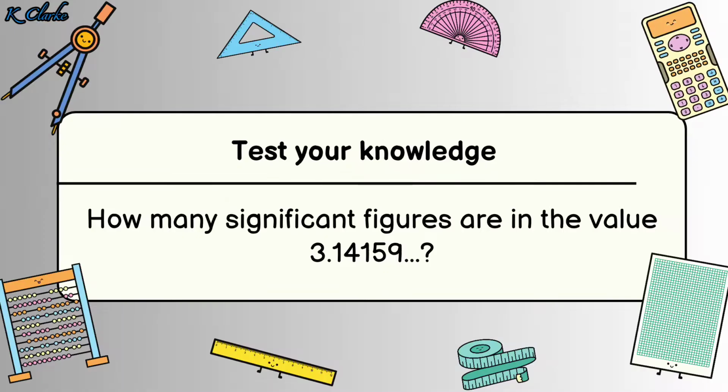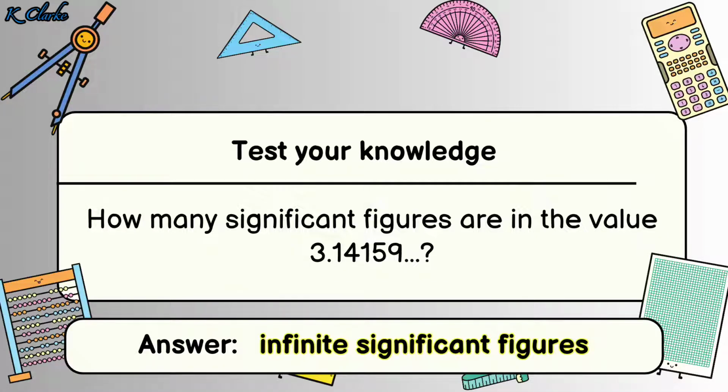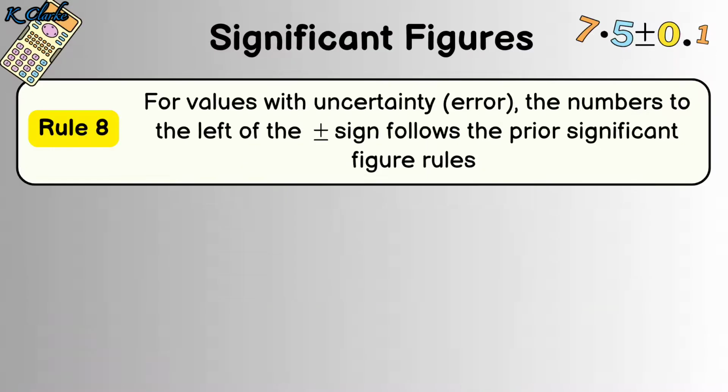Here's a question. How many significant figures are in the value pi? The answer is infinite significant figures. Rule 8. For values with uncertainty or errors, the numbers to the left of the plus or minus sign follow the previous significant figure rules.